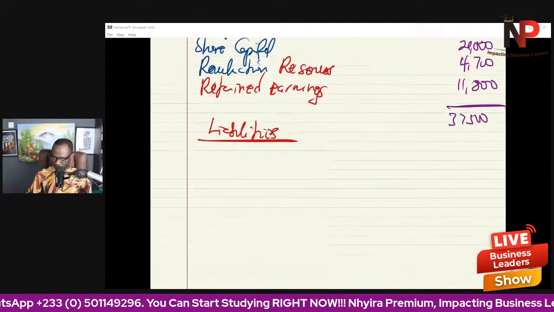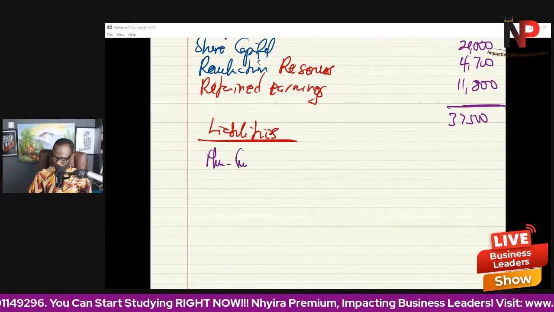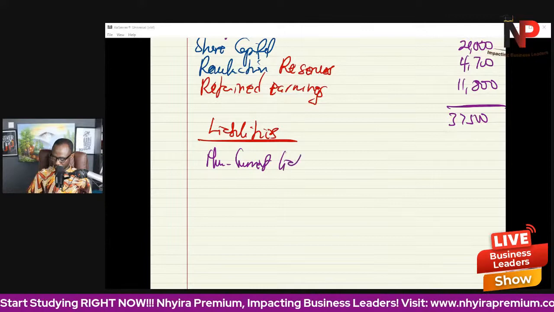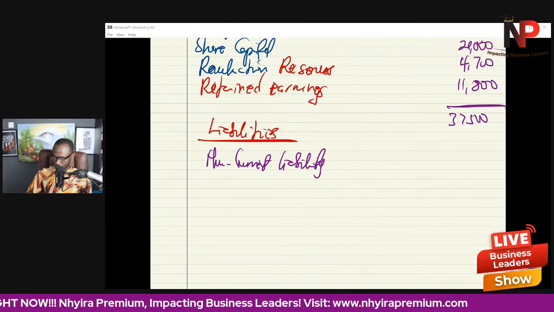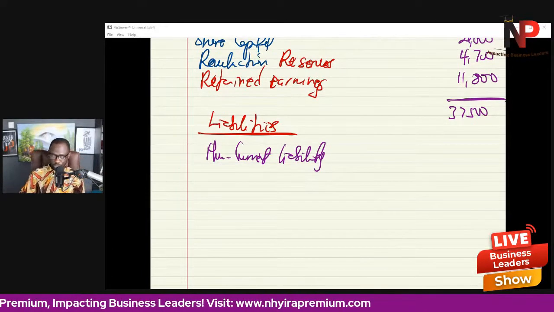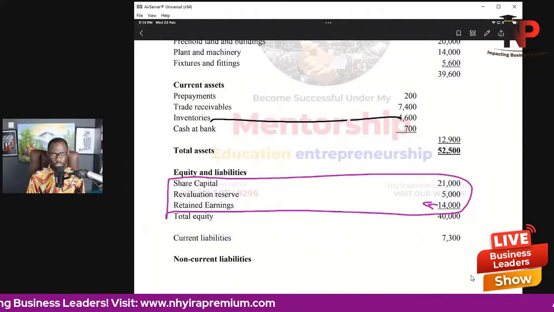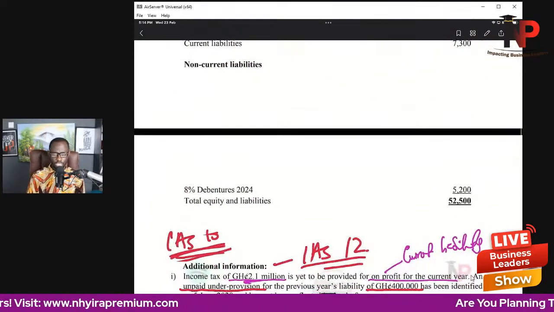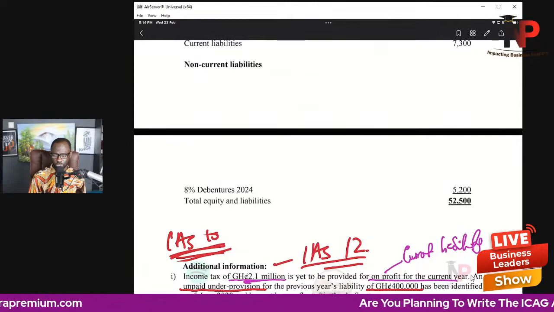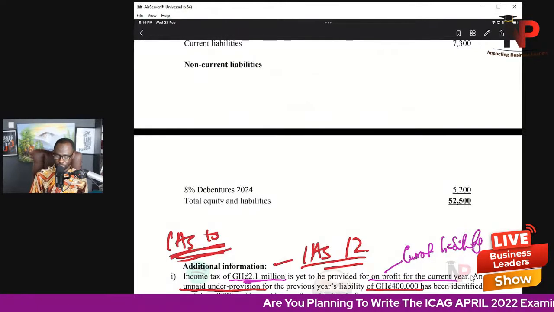Then we bring in the non-current liability. So in the question, what non-current liabilities do we have? We see 8% debentures 2024, 5,200.